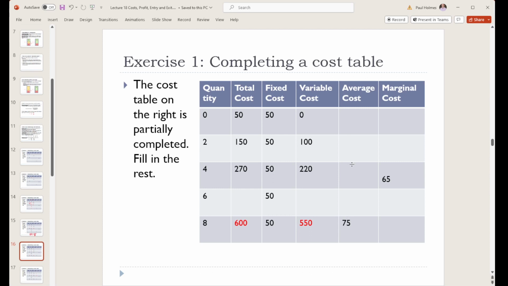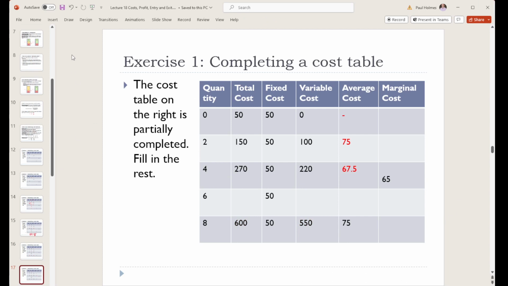Let's keep going with average costs. We've got some average costs that we can fill in here. We can't do the first one, of course, because average costs are total cost divided by quantity, and dividing by 0 we can't do, but we can divide our total costs by 2 and by 4, so 150 divided by 2 is 75, 270 divided by 4 is, what is that, 67.5, so there we go, there's a couple more average costs.